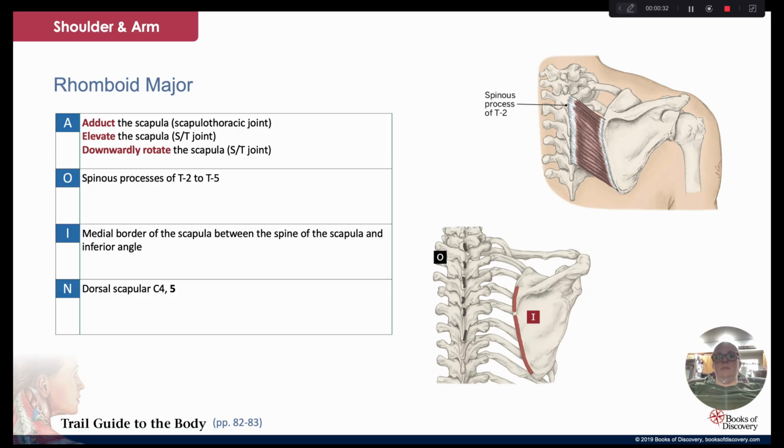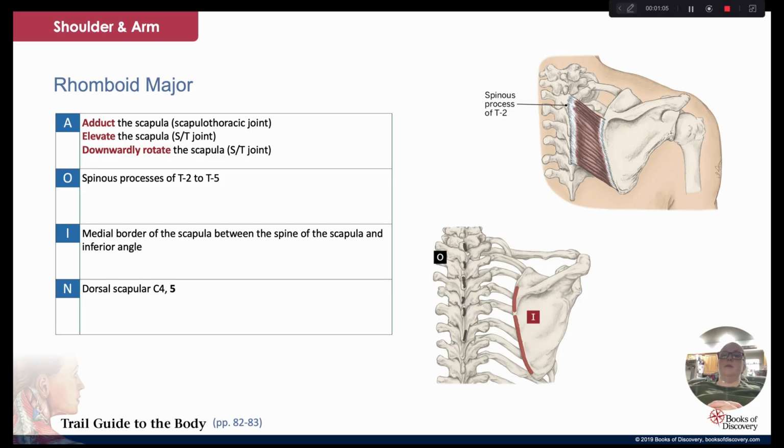Right, let's talk about the rhomboid. There's a major, and if there's a major, there's typically a minor, right? That makes sense. So your rhomboid will specifically be moving your shoulder or scapula. Because of the direction the fiber is going, it's going to adduct, so bring it closer to the center, elevate, raise the shoulder up, and downwardly rotate the scapula.